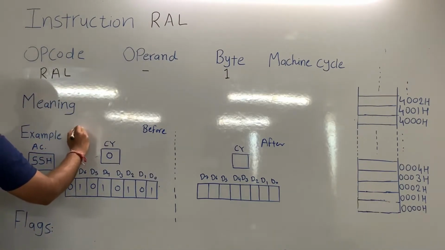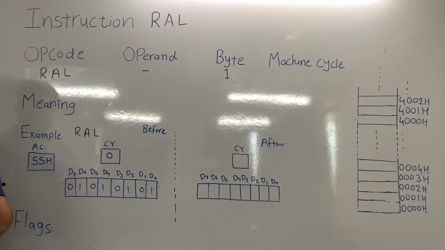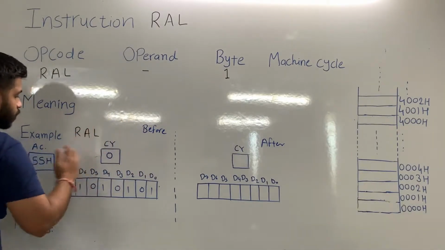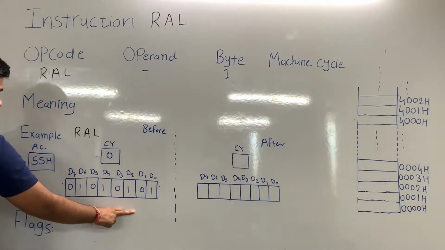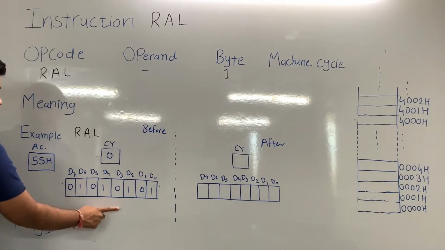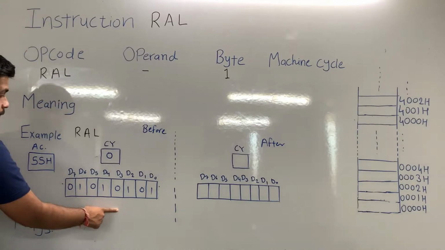Suppose the example of this instruction is RAL itself. And before the execution, you can see that the content of accumulator is 55H. The content of carry flag is 0. Now the content of accumulator here shown is in hexadecimal. If you convert into binary, you can see this data. So the same accumulator is represented in the binary, or you can say bitwise.